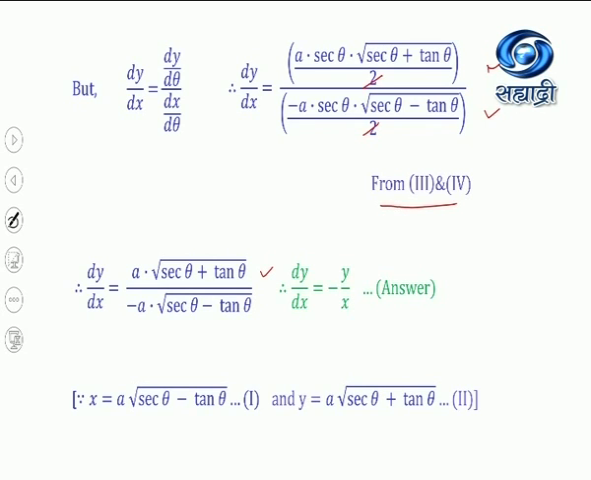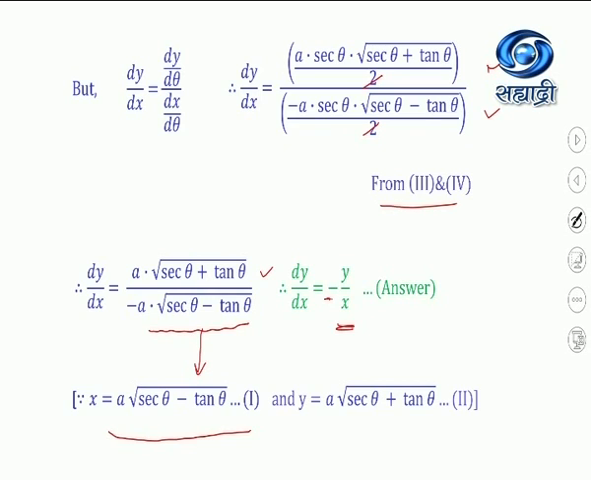Now from 1 you say that, see here, number 1, what is the right hand side? a into under root sec theta minus tan theta, that is nothing but x. So here you substitute that value in the denominator: a into under root sec theta minus tan theta, that is x. So here you write x. We consider this minus sign here. And now what is the value of a into sec theta plus tan theta? That is y. So you write this answer, dy by dx equals minus y upon x. Now this is our required answer.